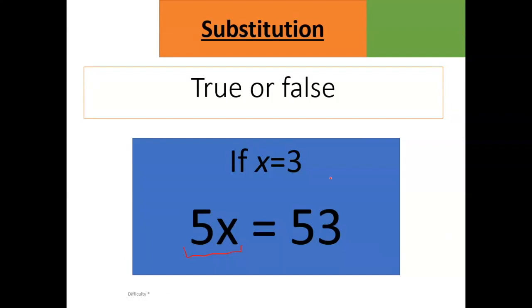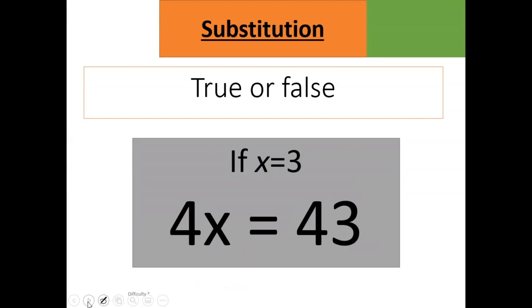Yes, this is false, because 5 times 3 would be 15, right? So if x equals 3, is 4x equal to 43? False, right? 4 times 3 is actually going to give you a 12.